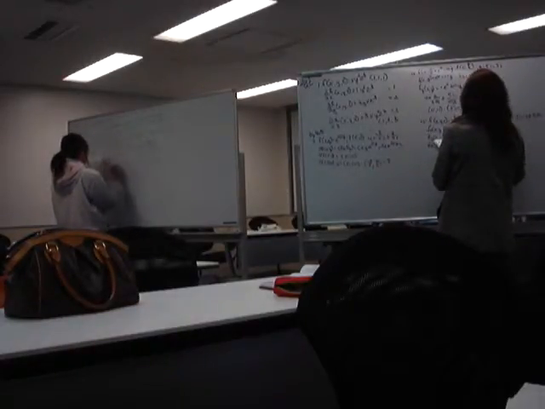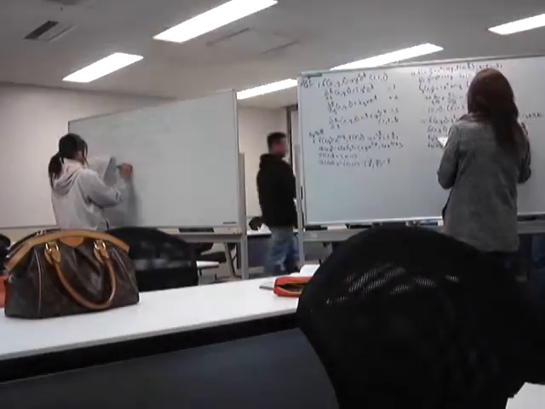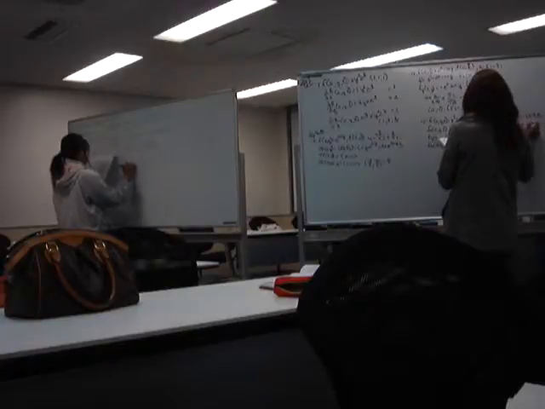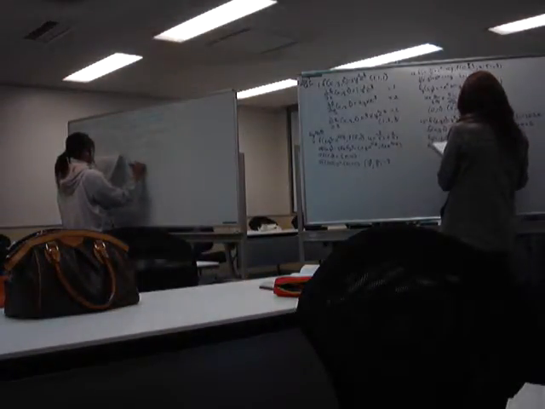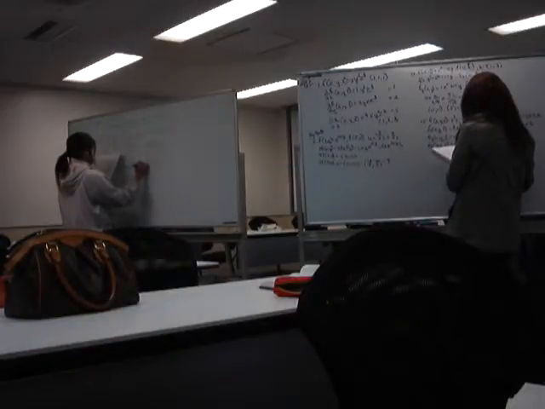Two fives. What's the symbol for gradients? Del F. Upside down. The upside down triangle. Yeah, that's it.